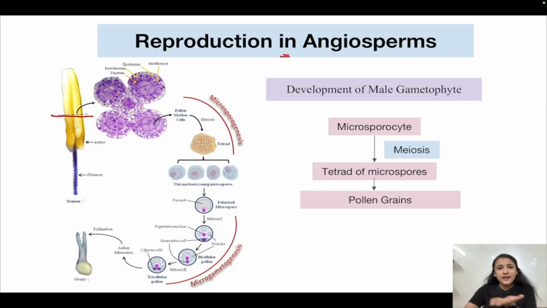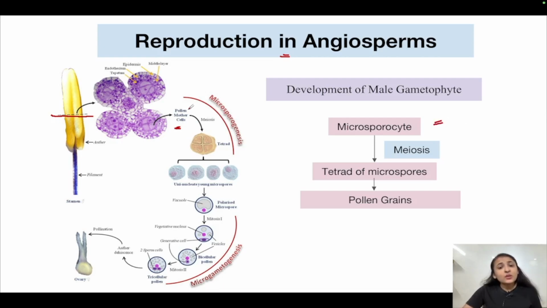So, if we dissect the anther, these 4 sporangia can be seen, not lobes. This is a lobe and this is a lobe. That is why it is known as a bilobed structure. But each lobe has 2 sporangia. Inside each sporangium, pollen mother cells are present, which undergo meiosis. Pollen mother cells are also known as microsporocytes.